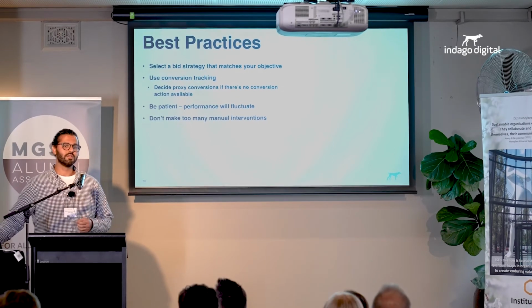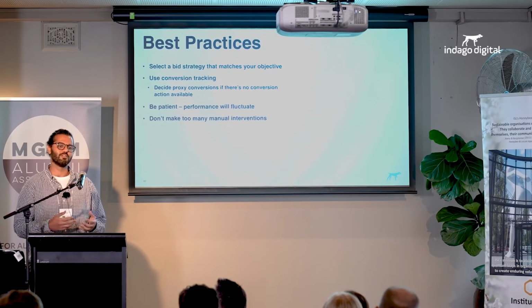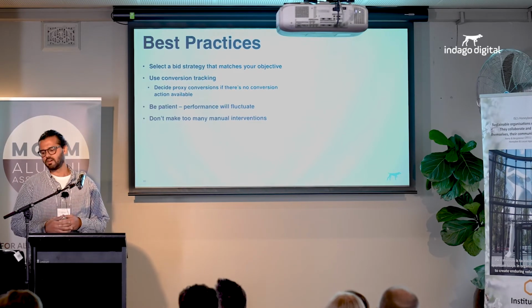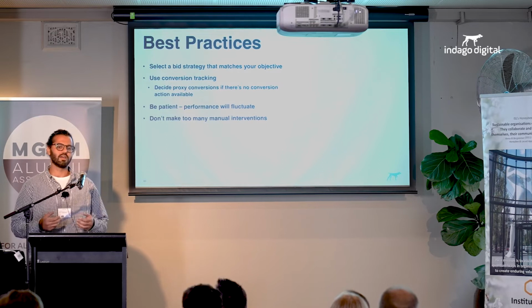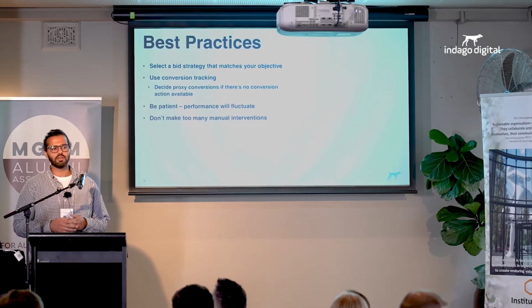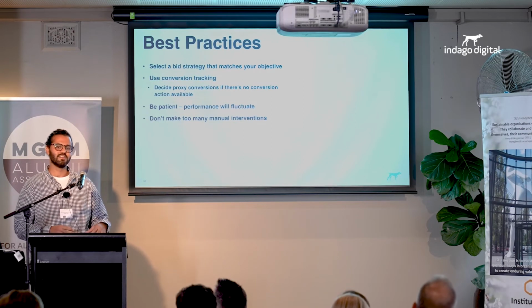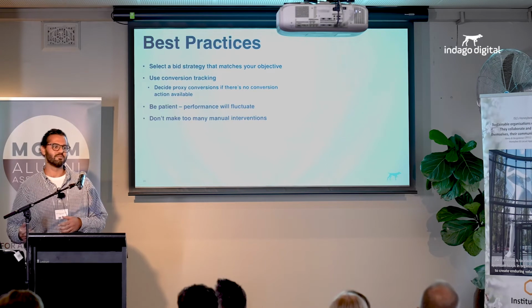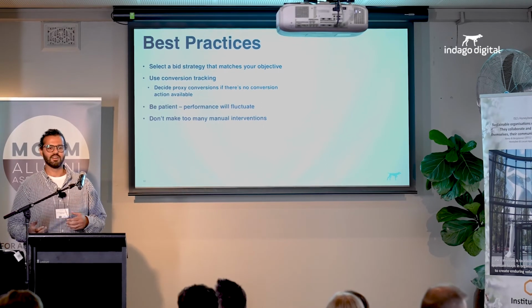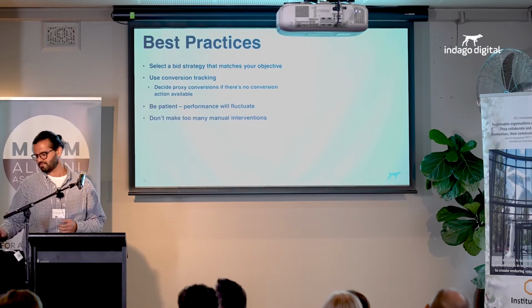Don't make too many manual interventions. Once you've decided that you want the algorithm to take over and just do things, if you start making too many interventions, like changing keywords at scale and so on in a campaign, you run the risk of the bid strategy going back into the learning period, and then that means you have to wait another 7 days and then another 7 days for performance to fluctuate, and you've kind of lost ground, probably 2 weeks worth of data and performance.